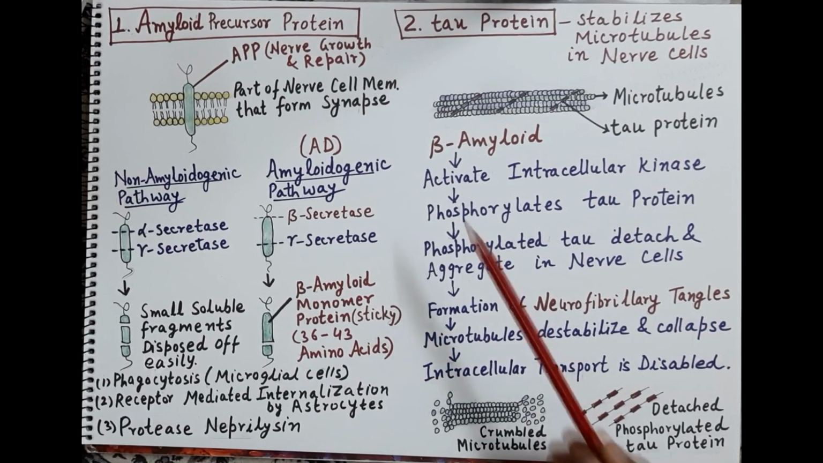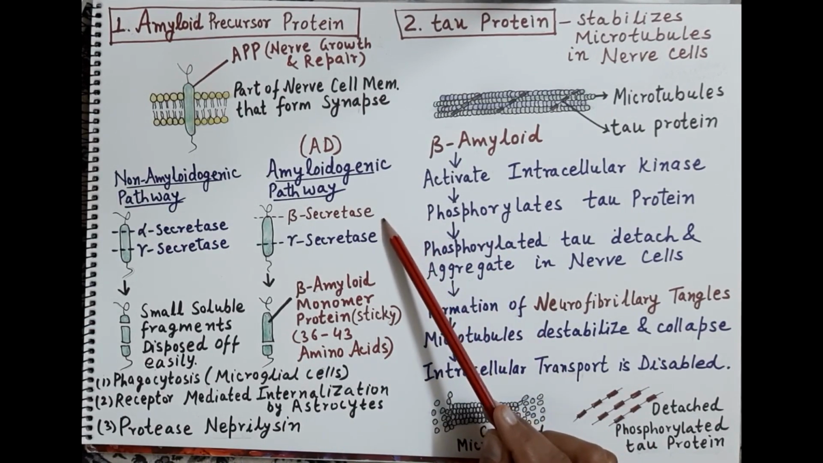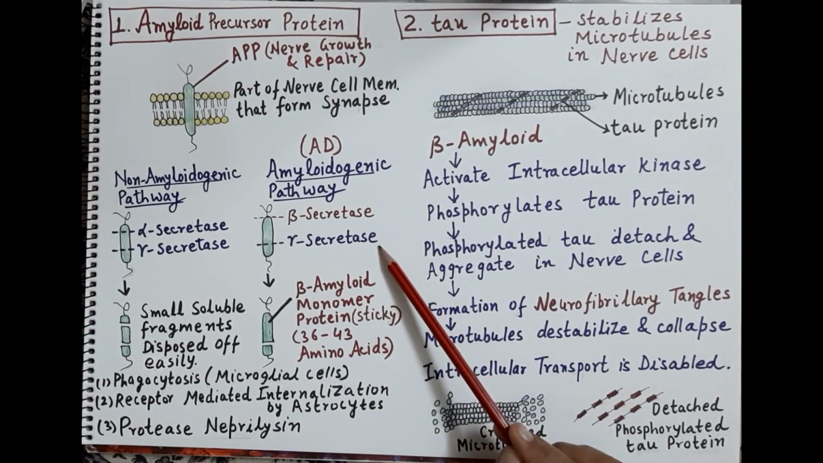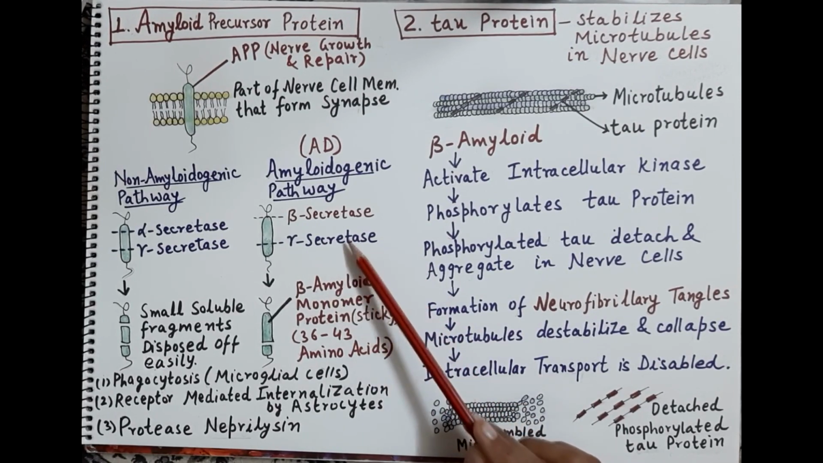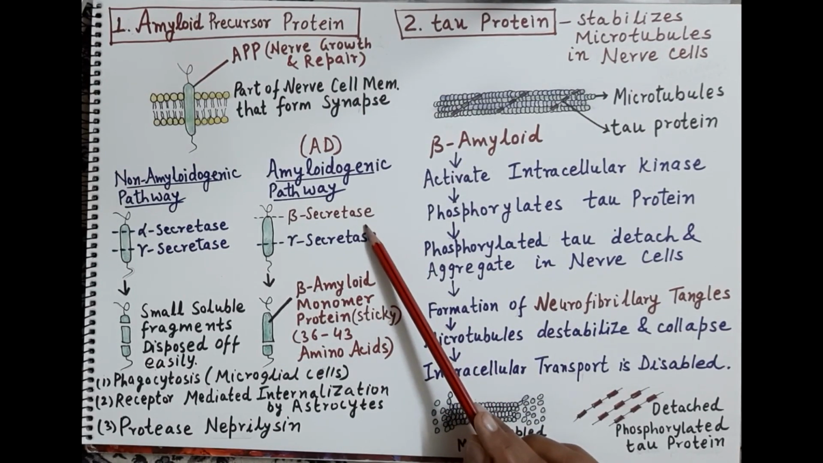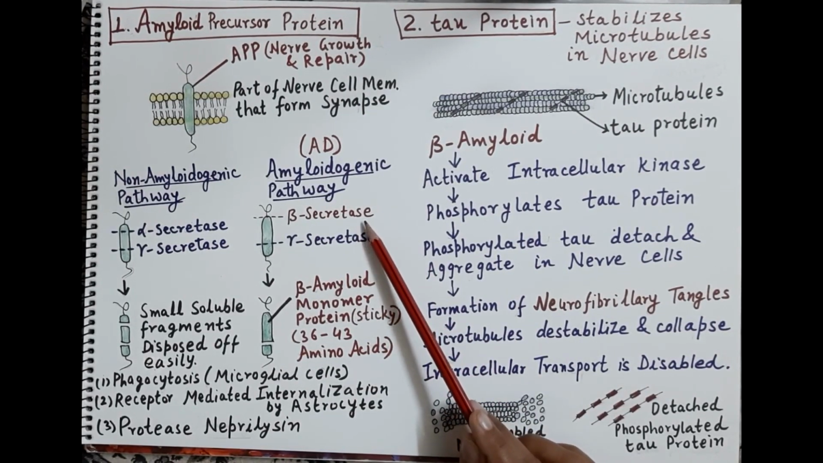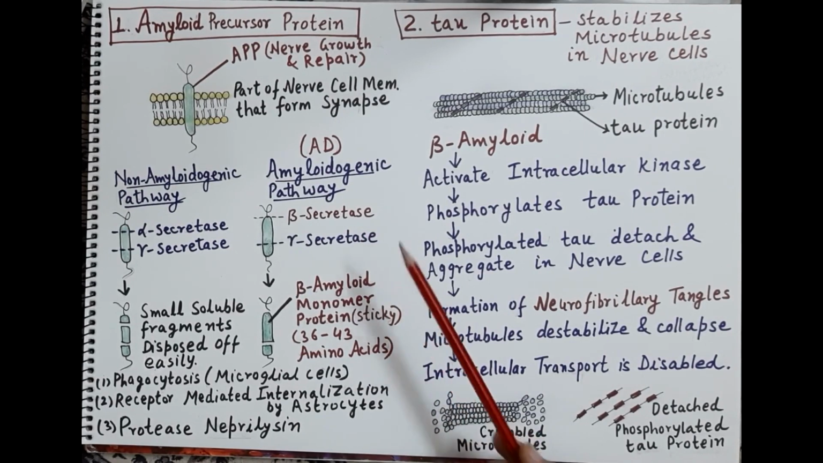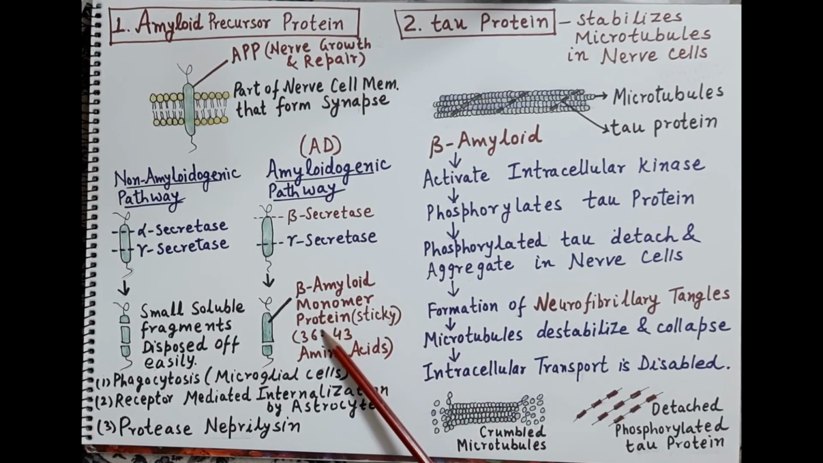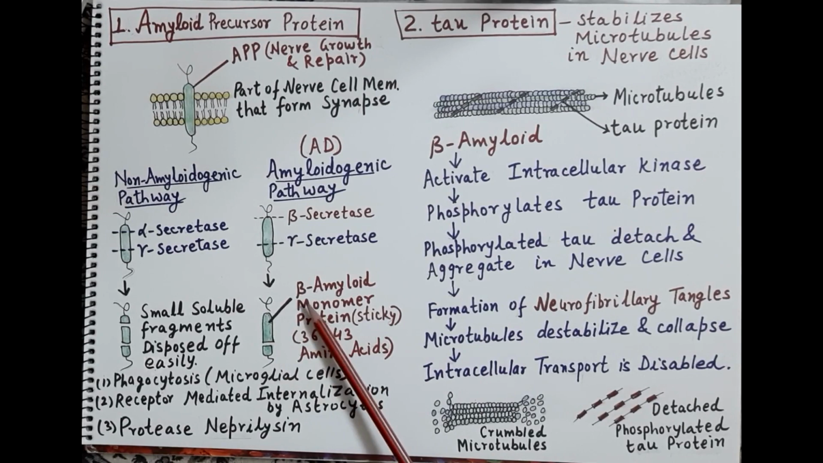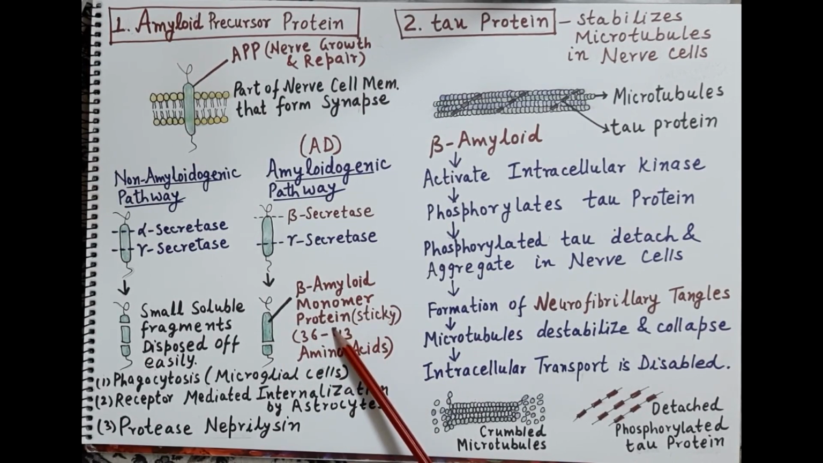Whereas when we talk about the amyloidogenic pathway, the two enzymes, namely beta secretase and gamma secretase, break amyloid precursor protein again into three fragments. Now beta secretase breaks the amyloid precursor protein in such a way that a comparatively larger fragment is produced, and this larger fragment is termed the beta amyloid protein. This beta amyloid protein is made up of 36 to 43 amino acids.